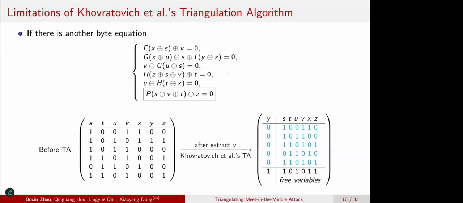However, if there is another equation, as in the box, only one dependent variable can be extracted and the original triangulation algorithm will terminate. That is, the original TA can only solve systems where there exists a variable that appears in exactly one unprocessed equation. If no such variable exists, the algorithm terminates prematurely.